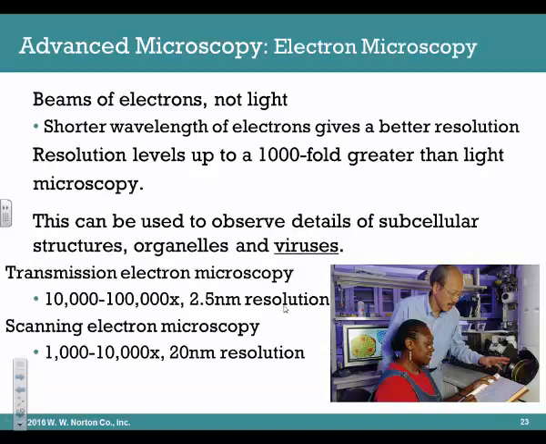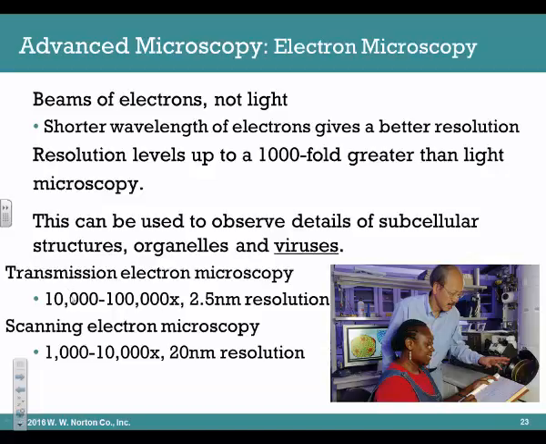So light microscopy has limitations because the wavelength of light is too big to give the resolving power, or the resolution, we need to see the internal details of bacteria and other microorganisms. And it's not even possible to view viruses at all using light microscopy. So instead, microbiologists use electron microscopes, which use beams of electrons, which have a shorter wavelength than light. And that gives them a better resolution, even 1,000-fold greater resolution than light microscopy.